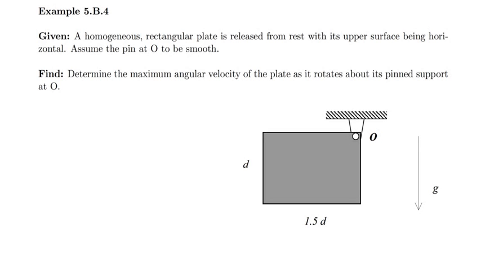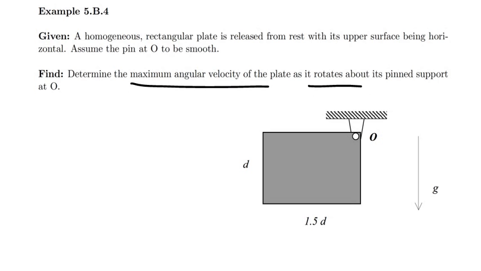Okay, so in this example we have a homogeneous rectangular plate that's released from rest with its upper surface being horizontal, and we're asked to assume that the pin at O is smooth. Given this information, we're asked to determine the maximum angular velocity of the plate as it rotates about its pin support. Now to determine the maximum angular velocity after a change in position, we know we're going to want to use the work energy method.